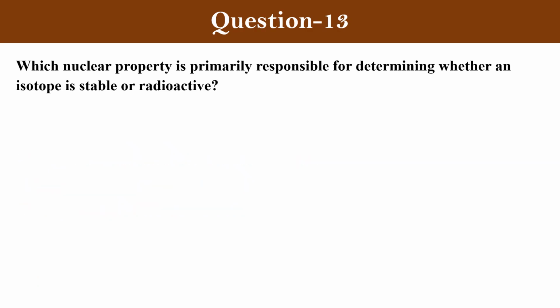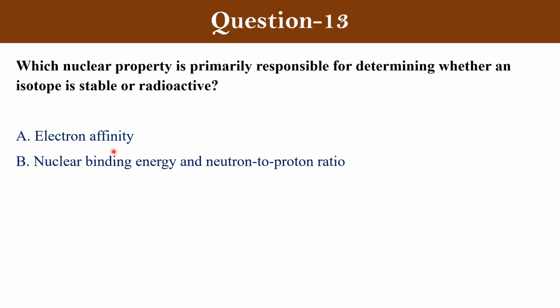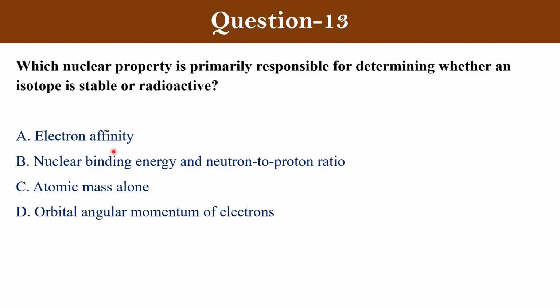Question number 13. Which nuclear property is primarily responsible for determining whether an isotope is stable or radioactive? Option A, electron affinity. Option B, nuclear binding energy and neutron to proton ratio. Option C, atomic mass alone. Option D, orbital angular momentum of electrons. Which is the correct answer? The correct answer is option B, nuclear binding energy and neutron to proton ratio.